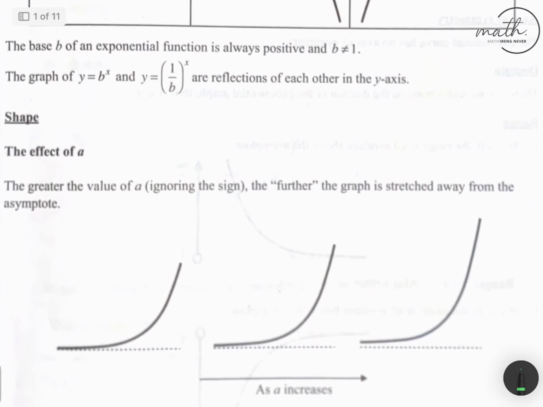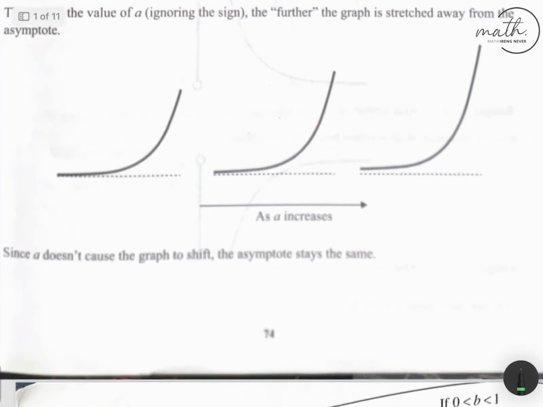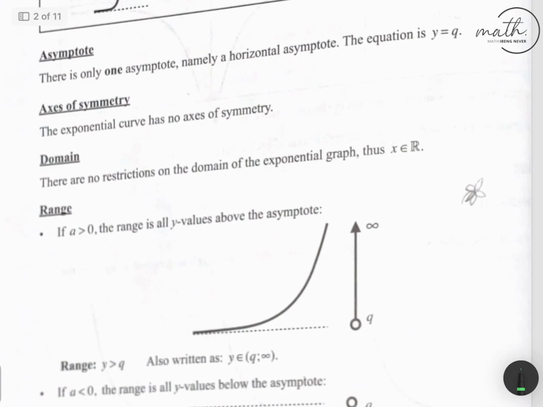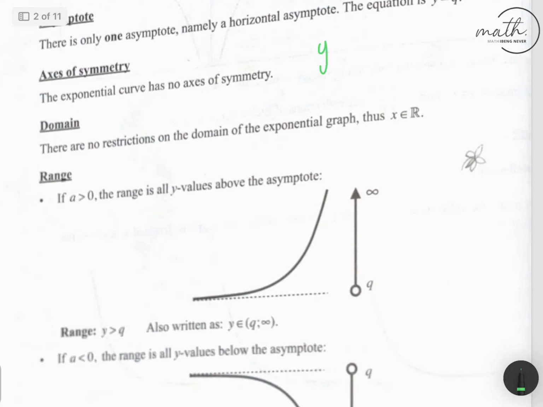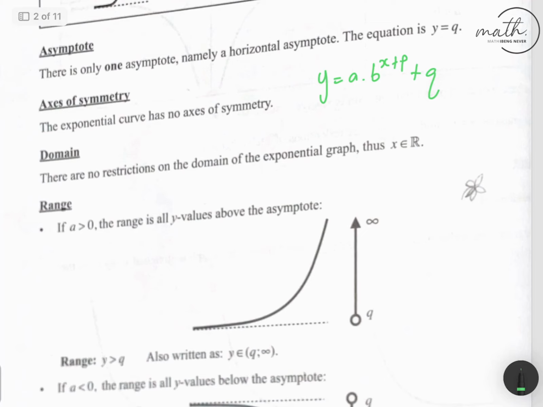Okay, let's just go through. I'll skip the shape. Now again, when you have y equals a, b to the power x plus p, plus q, let's start with the asymptote. The asymptote will always be y equals q. That is the number that's here. So that's where the dotted line is. So y equals q will always be the asymptote.